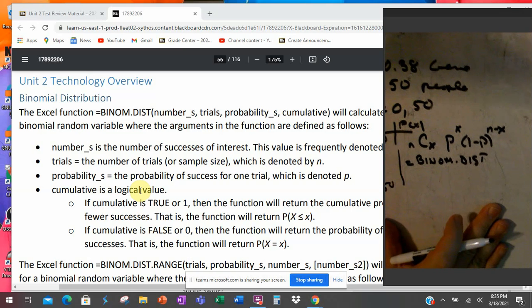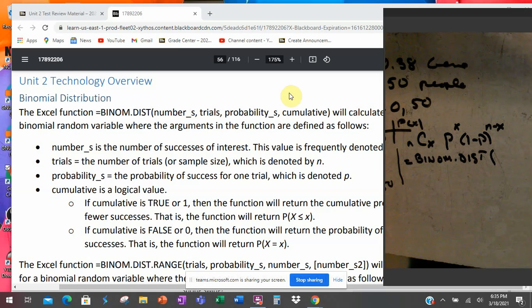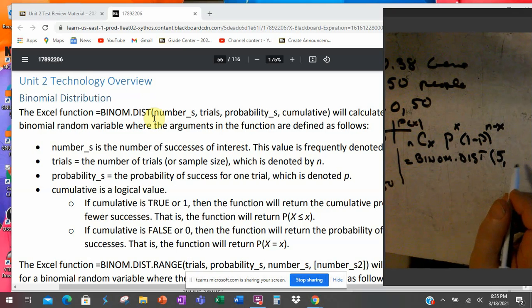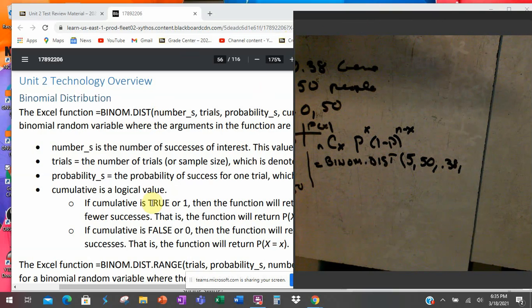in a cell, and the first thing is the number of successes. If it's asking for a specific number, you would put, like, 5. What's the probability of exactly 5? Then your number of trials would be 50. The probability of success, that would be your 0.38. And then this is where the cumulative or not cumulative comes in.